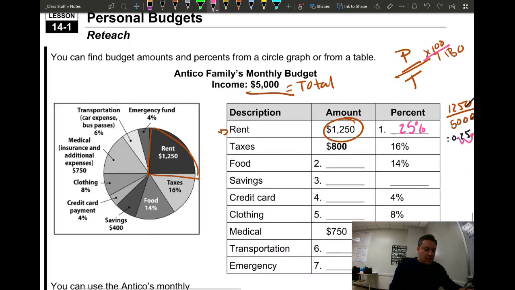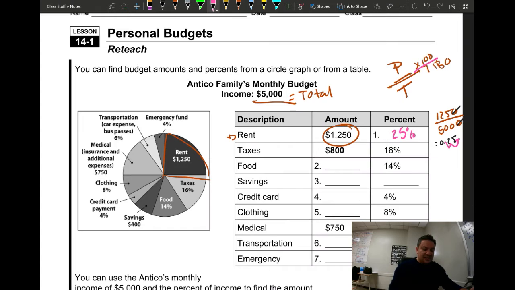Now, if I look at this, it says taxes. Right here, we're in taxes now. It says $800, which is 16%. So if I look at this one right here, it's saying that this is 16%, and they have already calculated this for us to be $800. Sometimes you're gonna get it like that, and it's gonna be super cool because you don't have to figure anything out.